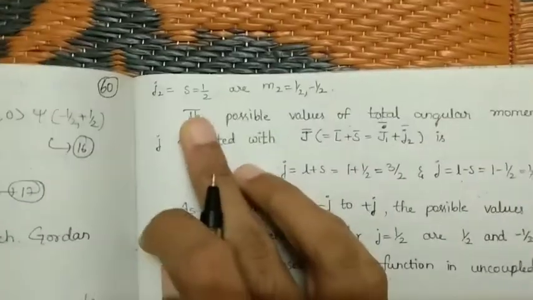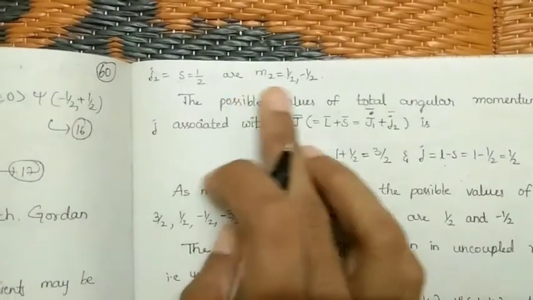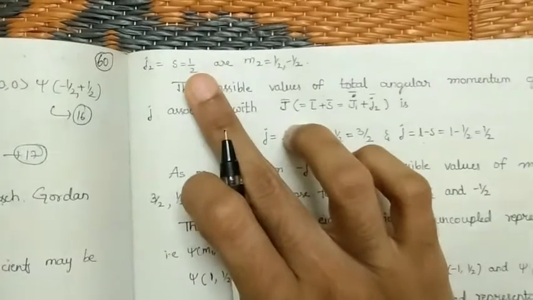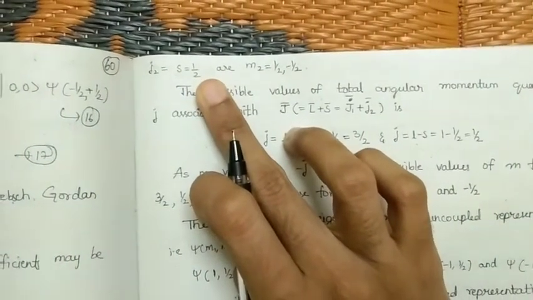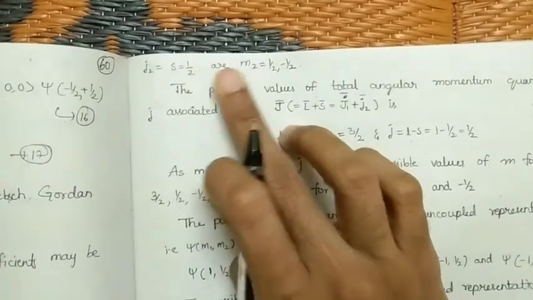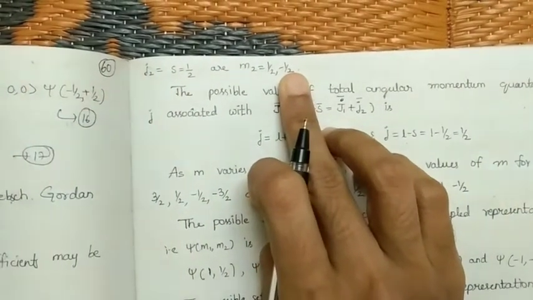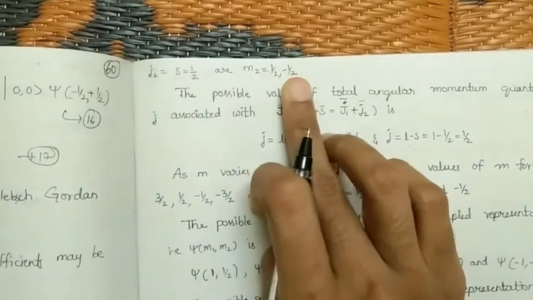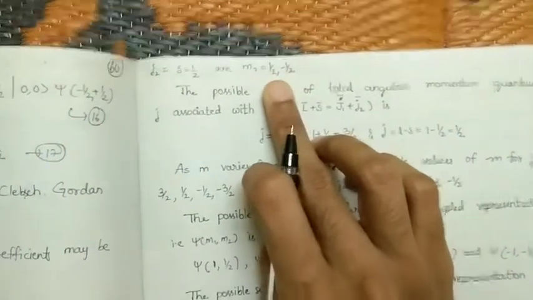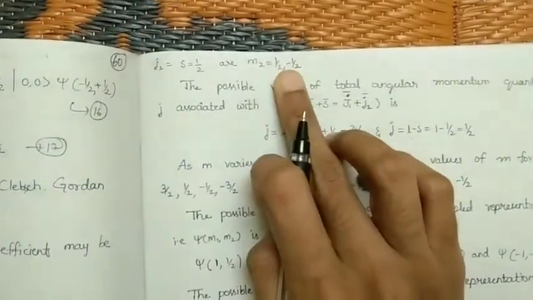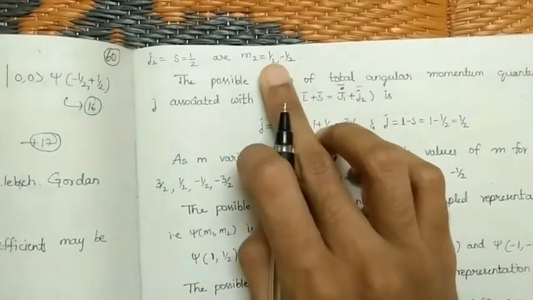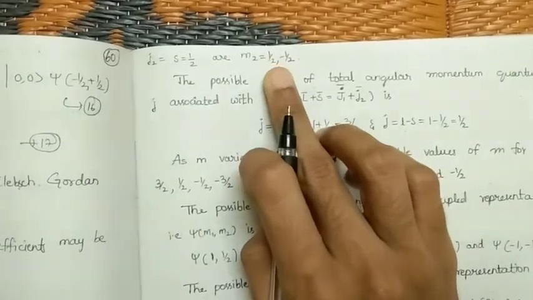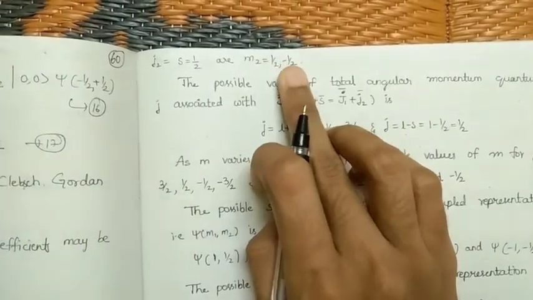And for J2 equals S equals half, M2 is equal to plus half or minus half. For S equals half, we have plus S to minus S. Here plus S is half and minus S is minus half. And we know that half minus 1 is minus half, so we won't have 0. The interval should be equal, that is 1, and the difference between the two values must be 1. So half minus 1 is minus half, that is minus S to plus S.